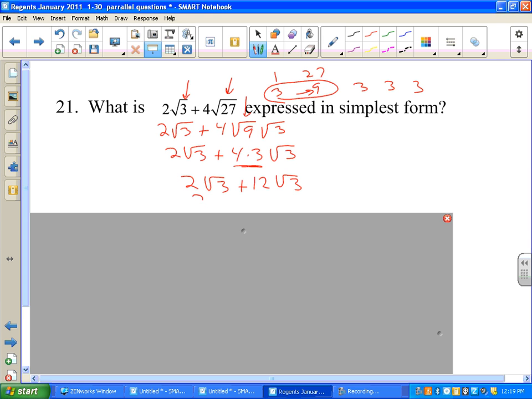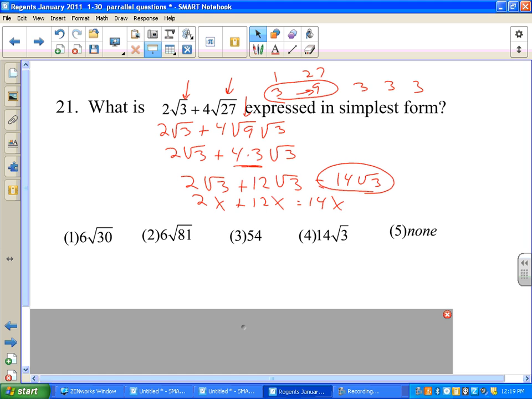Now this is the same as 2x plus 12x. It's 14x. So 2 square root of 3 plus 12 square root of 3 is 14 square root of 3. Let's see if that's our answer. And it is choice 4.